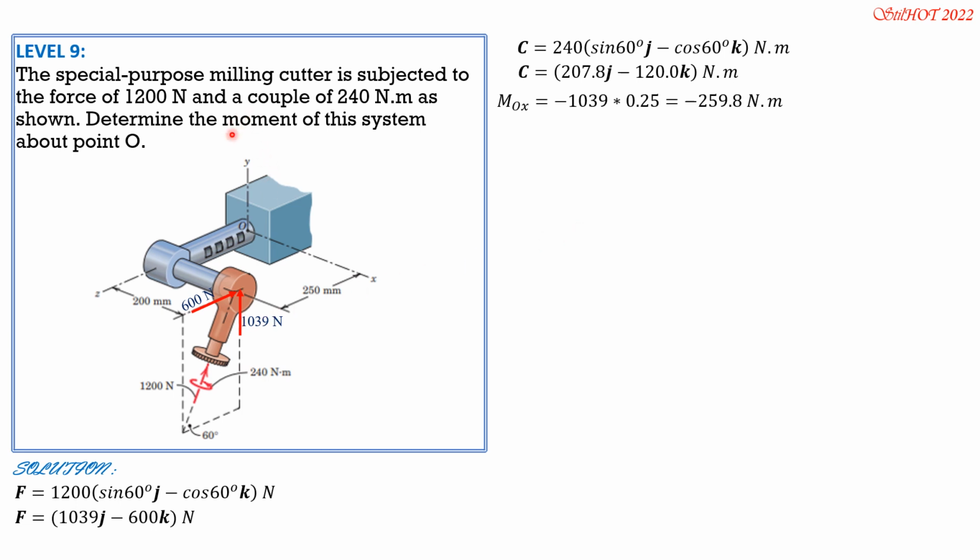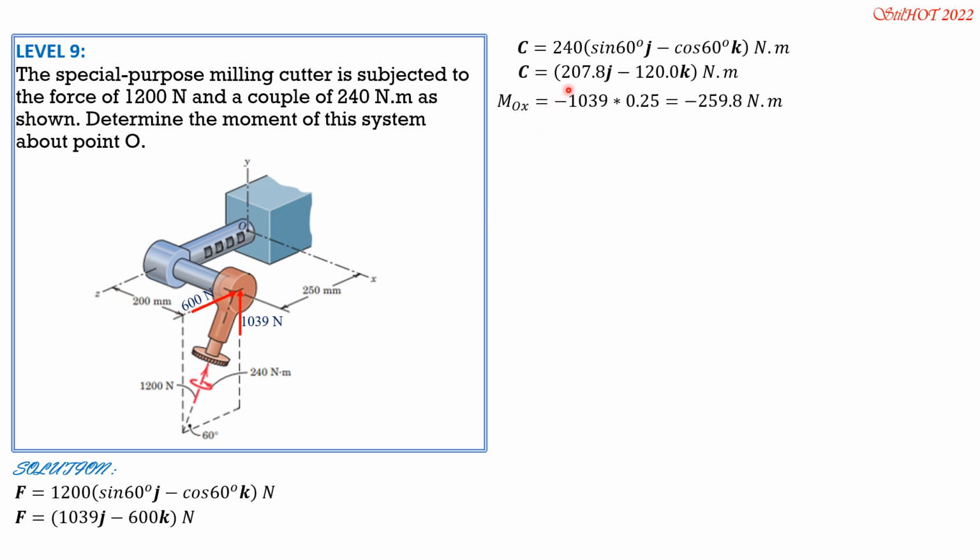Moment about Y, if this is your right thumb, the curling of your forefingers would be that sense. So positive moment in that sense. 1039 is parallel to, so it has no moment about Y, just this 600. Since this is the positive sense and 600 will curl in the same sense, so moment of 600 about the Y-axis is positive, 600 times 0.2.